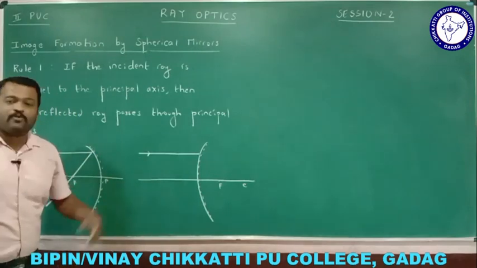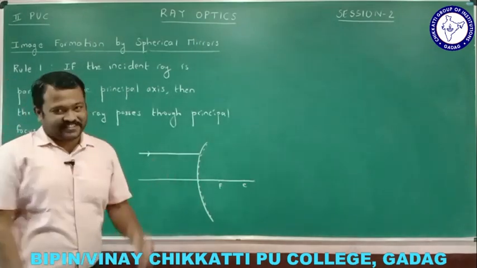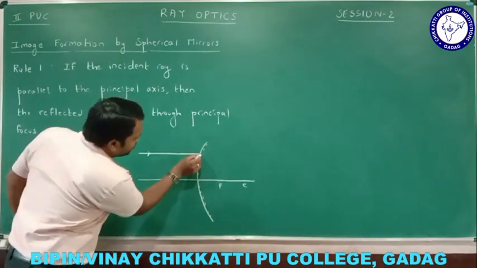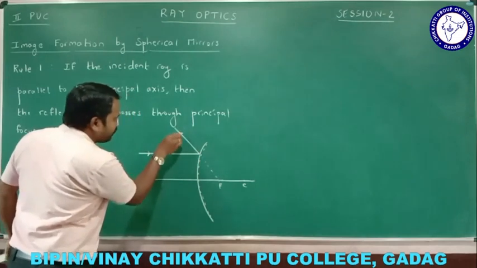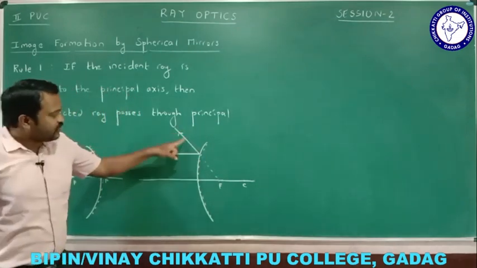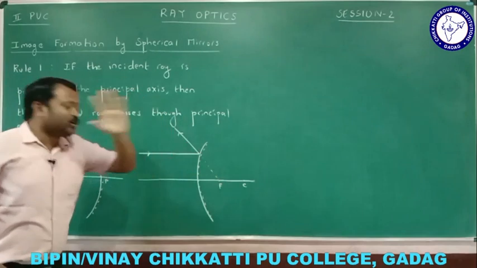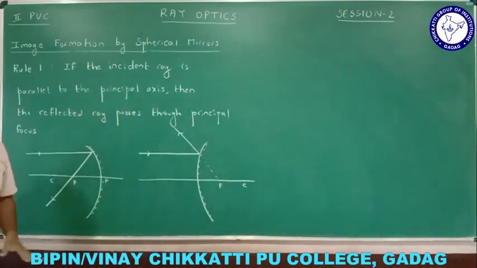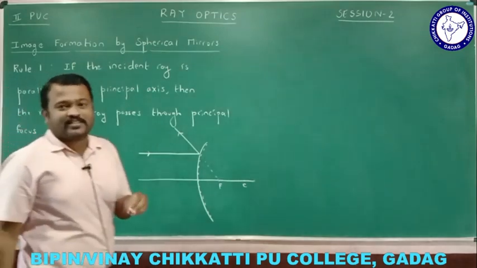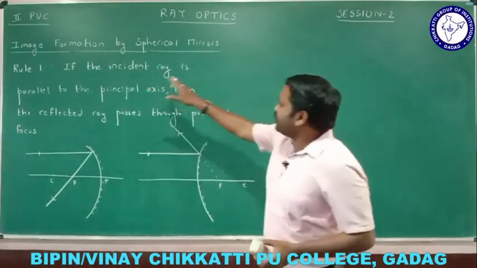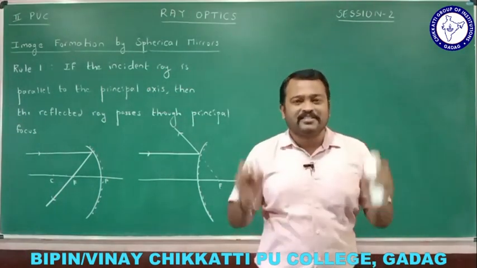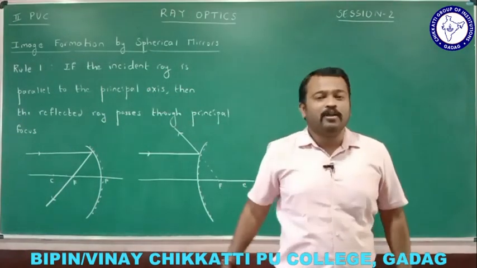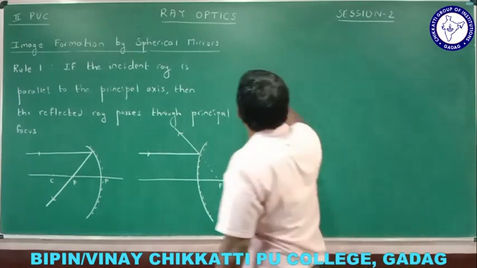Now, what does a convex mirror do? It diverges the ray, right? It diverges in such a way that it appears to come from principal focus. If the incident ray is like this, the divergent ray appears to come from focus. So this is how the ray which is parallel to principal axis behaves. Once again, if the incident ray is parallel to principal axis, then the reflected ray passes through principal focus. This is rule number 1. Let me go with the rule number 2.